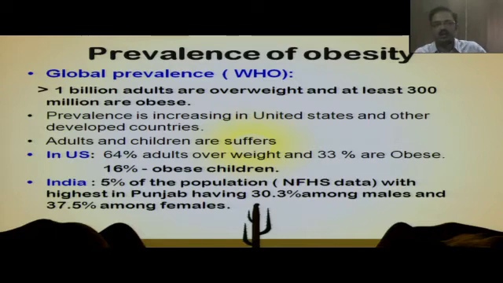In India, 15% of the population, according to NFHS data, with the highest in Punjab, having 30.3% among males and 37.5% among females. So according to these figures, we can see the gravity of this problem, and the increasing prevalence is becoming an epidemic nowadays, not only in developing countries but also in developed countries like the United States.